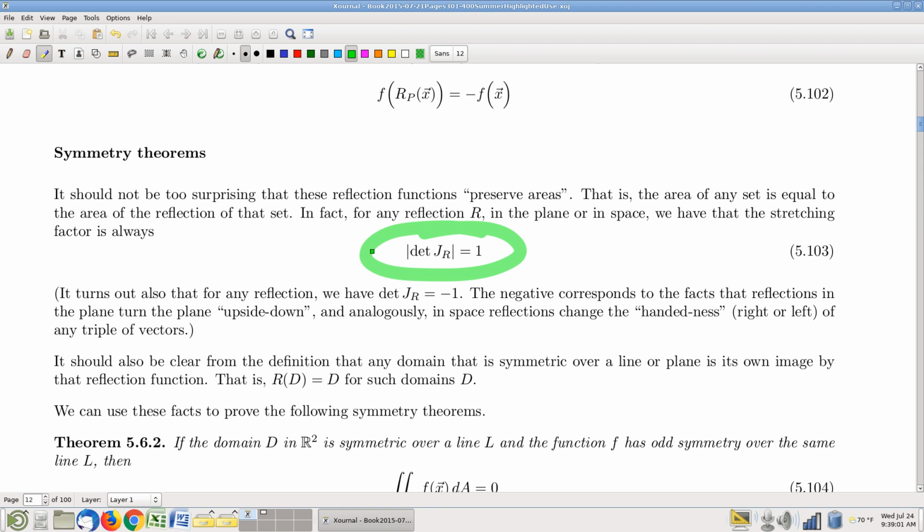The Jacobian determinant is a stretching factor, right? It's a comparison between areas that come out versus areas that go in. Well, if what you're talking about is a reflection, how you reflect areas over a line, well, when you reflect an area over a line, it doesn't change the area. Right? I mean, highly plausible. Again, funhouse mirrors aside, when you look at yourself in the mirror, the image that you see in the mirror is the same size as you are. Right? So I think this is highly plausible.